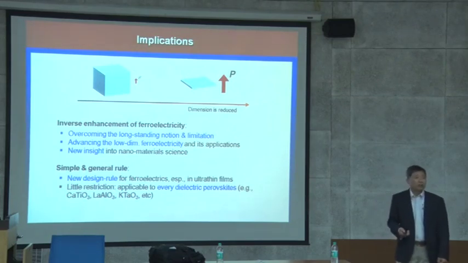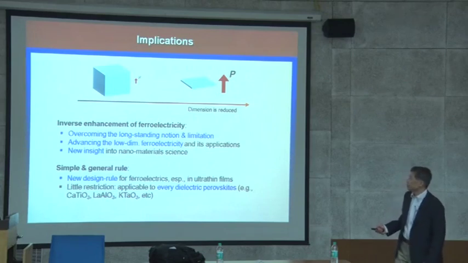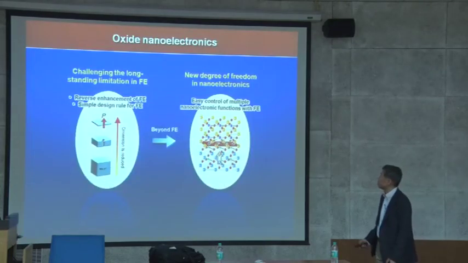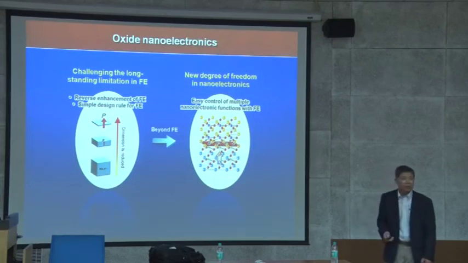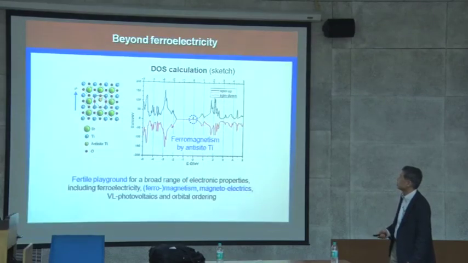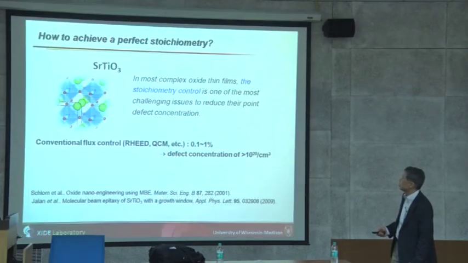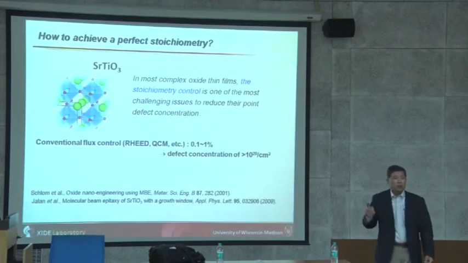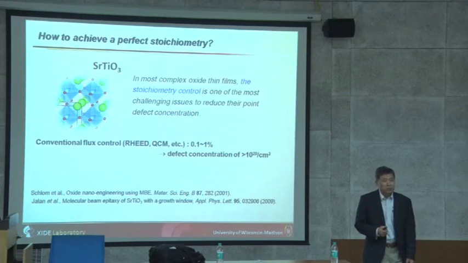I use strontium titanate as an example, but lanthanum aluminate, calcium titanate, and others can also become ferroelectric in reduced dimension. So that offers oxide nanoelectronics, and the possibility goes beyond this. Next, I'm going to come back to the initial question I asked you.